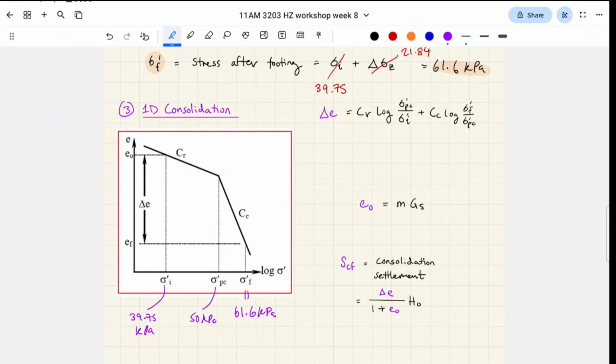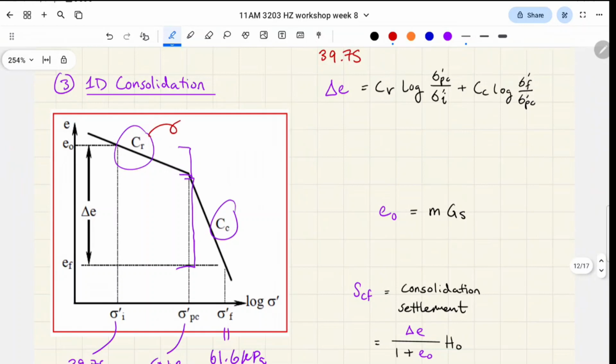Basically this portion is going to be due to this slope called the rebound index, and this portion here is going to be with the compression index. Hopefully that makes sense. So that's how they got this formula. CR is like a slope value. CC is like a slope value as well. So we're going to plug in everything. This was given. This was 0.1 slope, and this is 0.4 slope. So all we have to do is plug in everything.